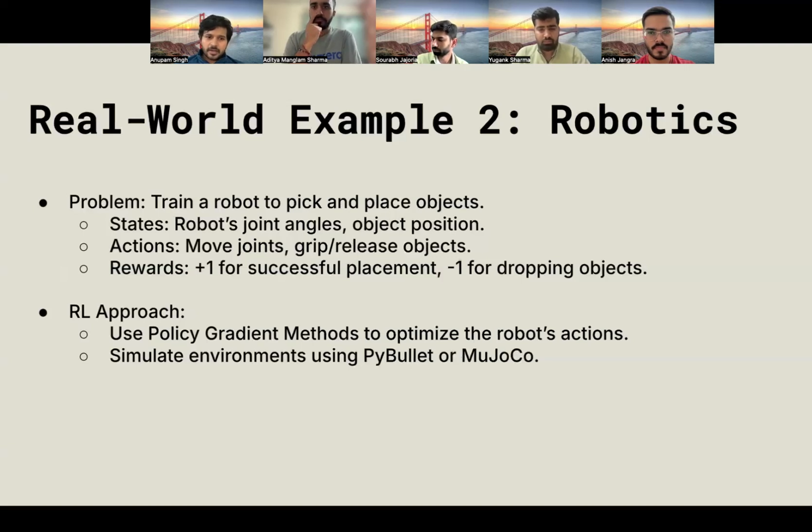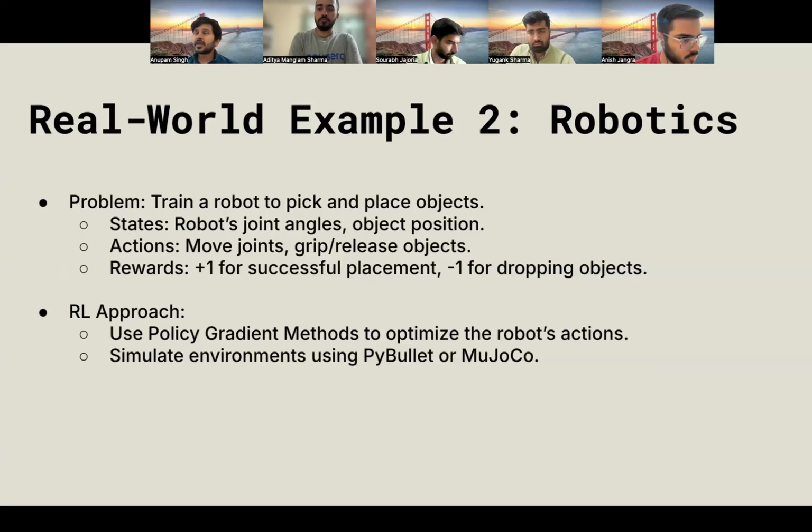Say for robotics, a simple problem is to train a robot to pick and place objects. State is the joint angles and the object position. Action is moving the joints, gripping or releasing the object. Reward is +1 for successful placement, -1 for dropping an object. Here, the policy gradient method can optimize simply. If the item is very difficult, move, see those gradients. You don't need a very deep neural network to solve this robotics problem.